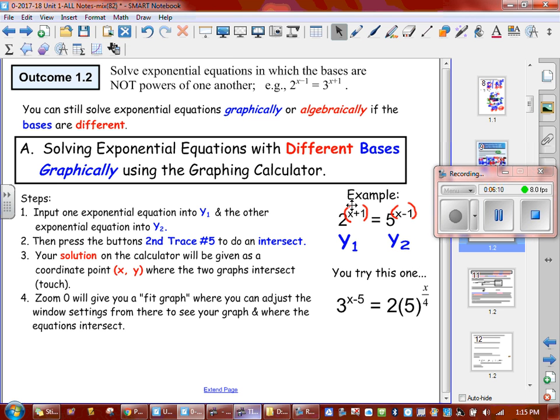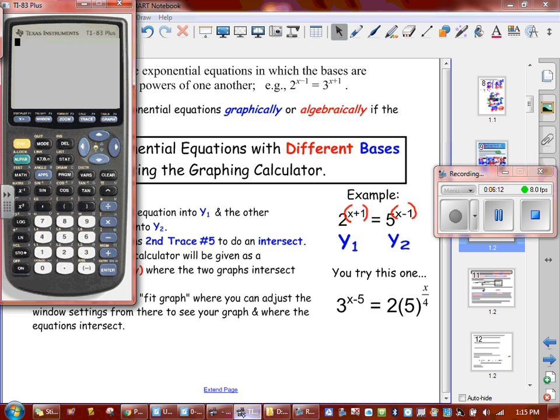So in the calculator, I'm going to hit my y equals. And in y1, I'm going to throw in 2, exponent, bracket, x plus 1, close my bracket. Go down to y2. I'm going to hit 5 as my base, exponent, bracket, x minus 1. Close your bracket. Okay, so far we've got everything loaded into our y equals.